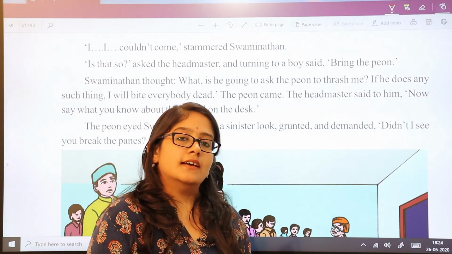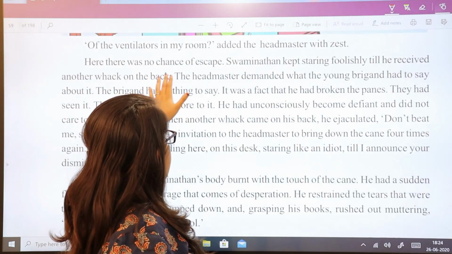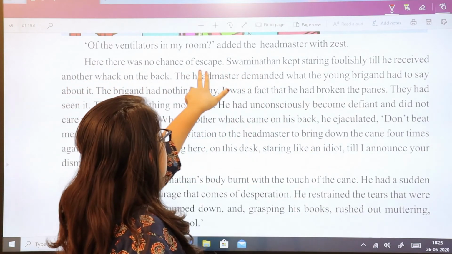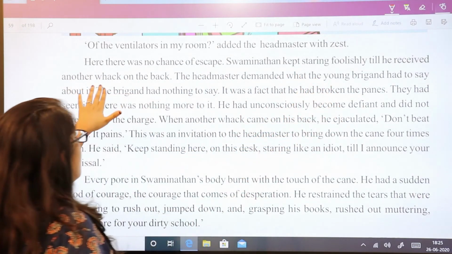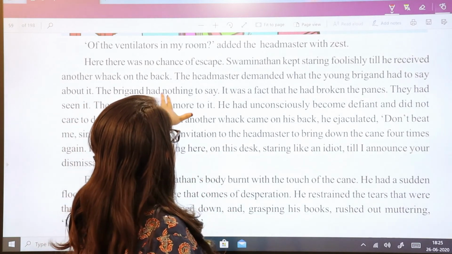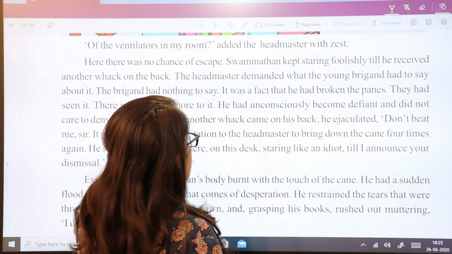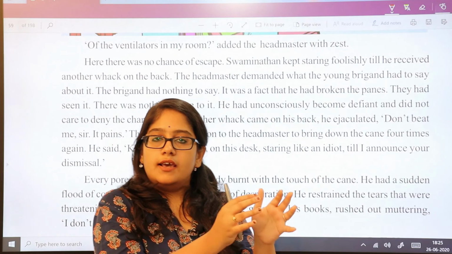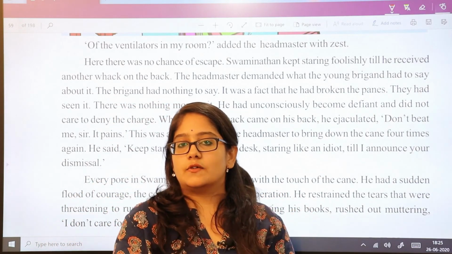Peon says, "Didn't I see you breaking the headmaster's window?" "Of the ventilators in my room," added the headmaster with zest. Here there was no chance of escape. Swaminathan kept staring foolishly till he received another whack, another thrash, another beating on the back. The headmaster demanded what the young brigand had to say about it. Brigand refers to the group of thieves. Here the group of thieves are actually the boys who were standing on the desk.